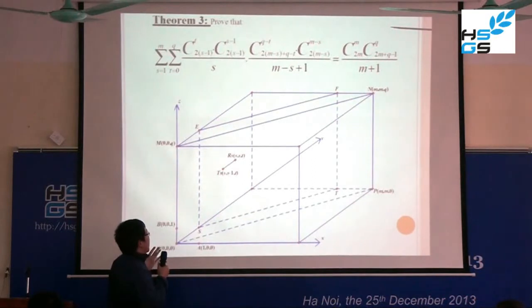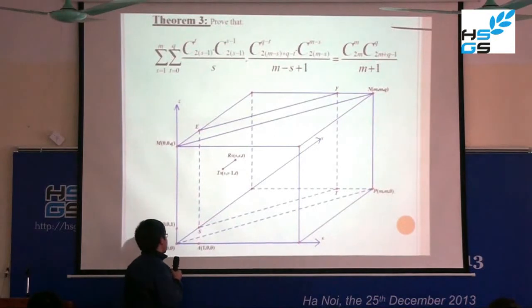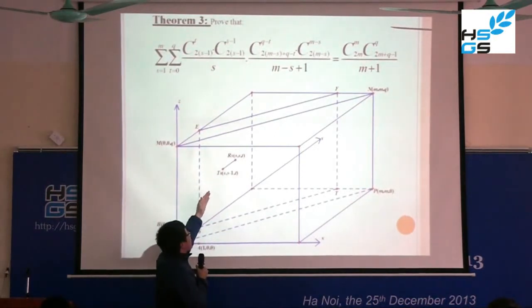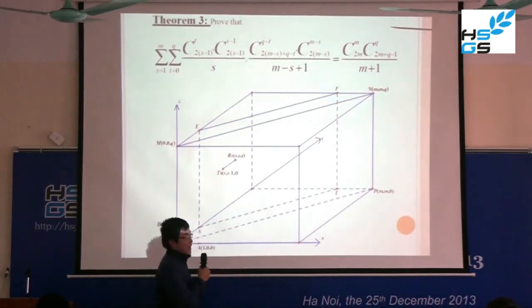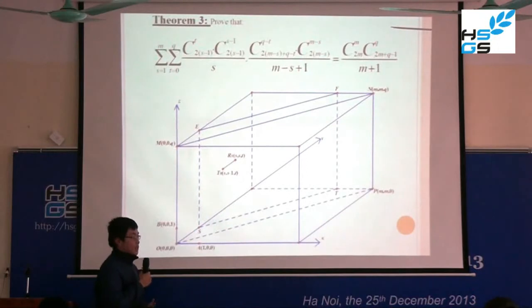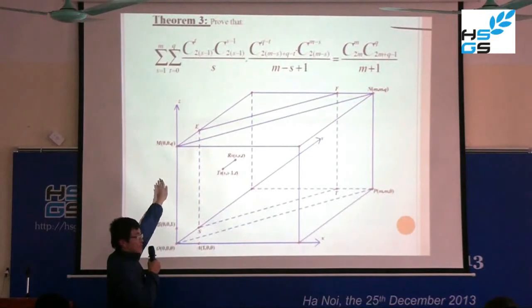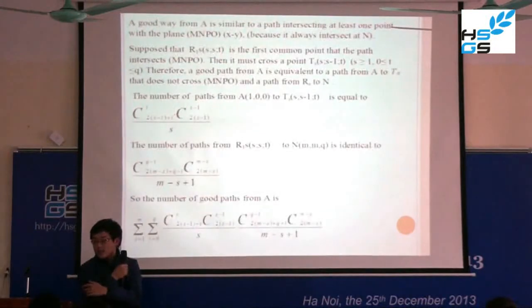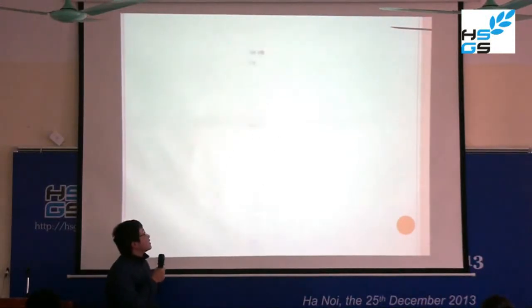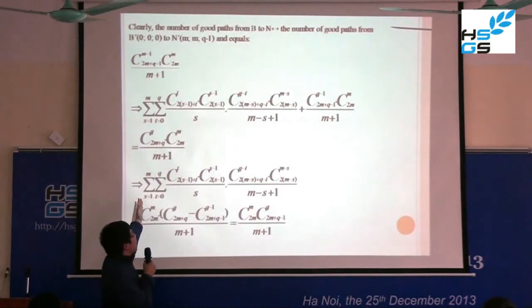And so the number of good ways from O to M is equal to the number of good ways from O to TS multiplied by the number of good ways from RS to M. And by our results, which I showed earlier, we can easily calculate that it is exactly equal to the left-hand side, and it can be obtained by some simple evaluation here too.